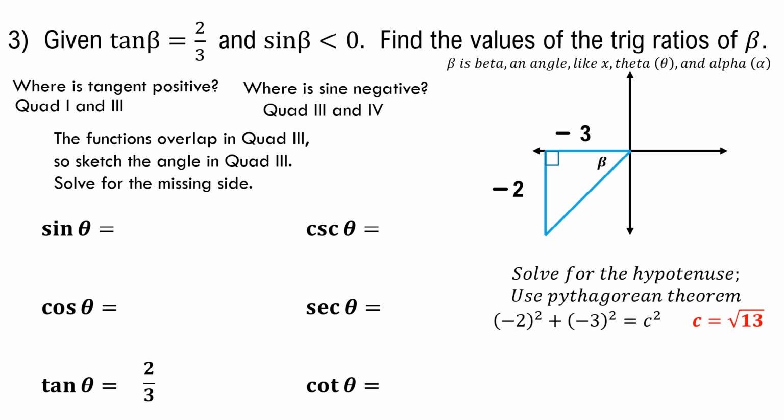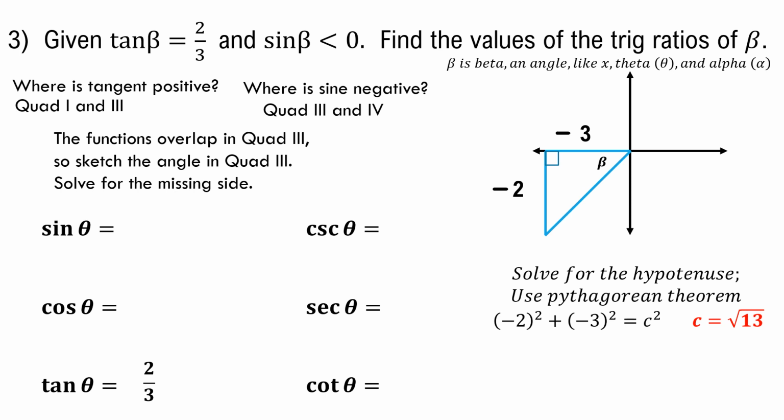This is not a triple, so that we can solve for the length of the hypotenuse. Remember, hypotenuse value is always positive. It's a distance from the origin to the edge of the circle, or that distance between the points if you're just doing a right triangle anywhere. So that's always going to be a positive value.